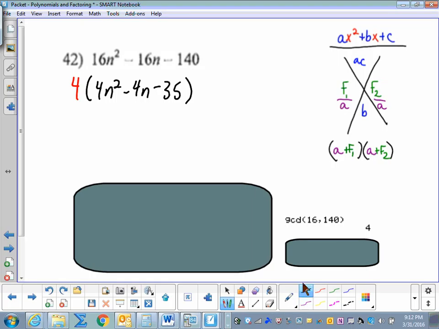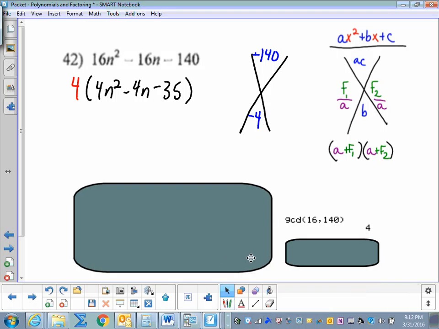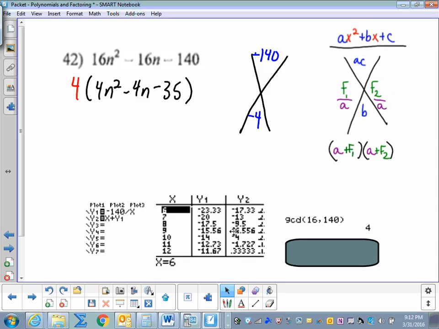All right, now we can start. What are the factors of negative 35 times 4, which is negative 140? That's a coincidence there. And then a negative 4. So the factors of negative 140 that add to negative 4 are 10 and negative 14. You might have already known that.